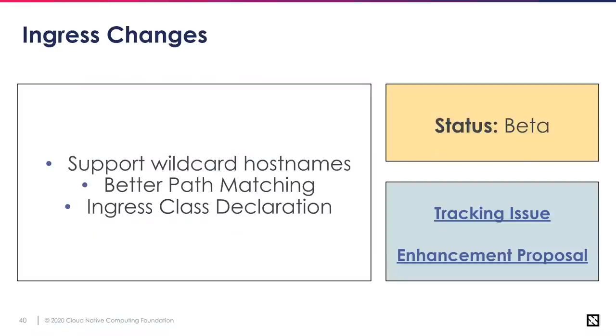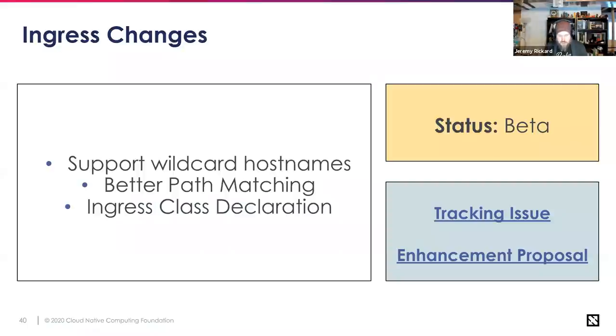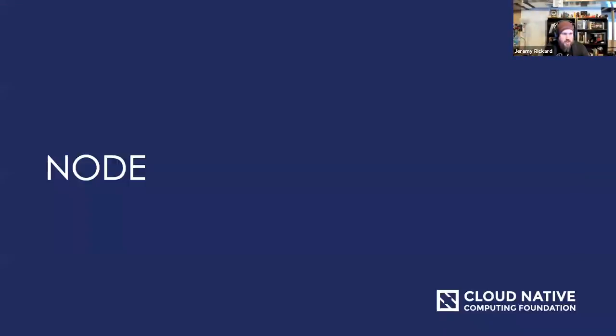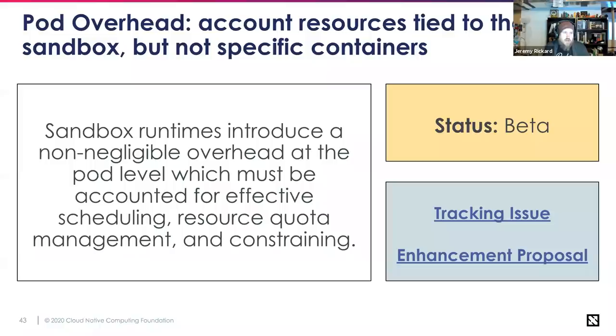The next one, ingress changes. This one is in beta state. And this enhancement for 1.18 adds support for wildcard hostnames, better path matching, and the declaration of ingress classes. This one's pretty interesting, I think, because it's just more work building on top of ingress to make it a better resource to use as they work towards doing a GA release, which is hopefully soon. Duplicate slide there. All right, let's move on to SIG Node now.